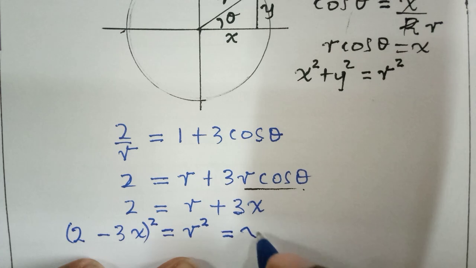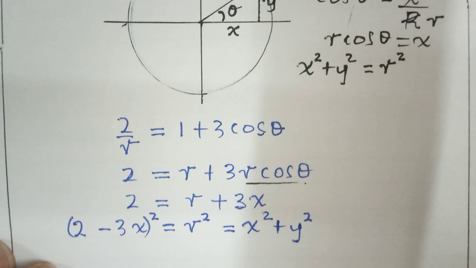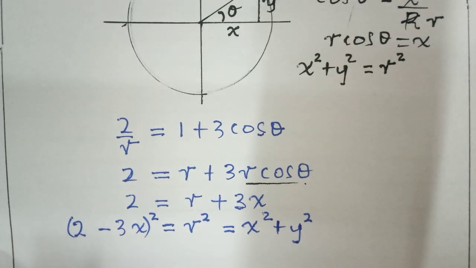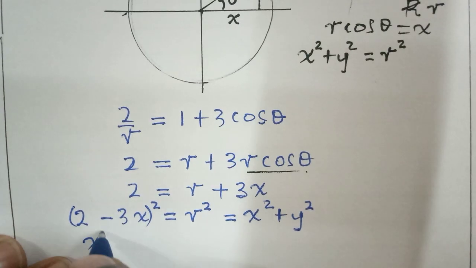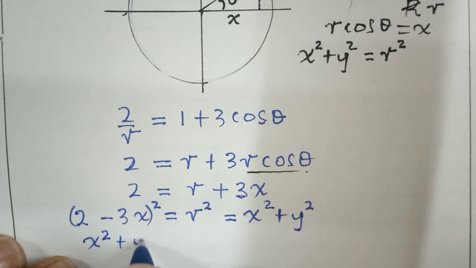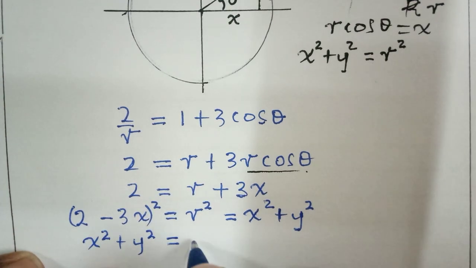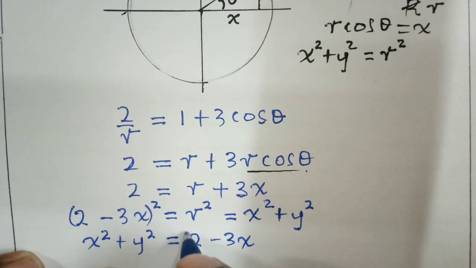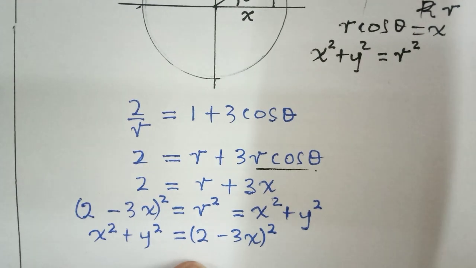And so therefore, guys, we are going to have here something like this. This now is x squared plus y squared. And so guys, now we are able to do away with r squared, because now we are going to write x squared. We write now x squared plus y squared is now equal to 2 minus 3x squared, like that.